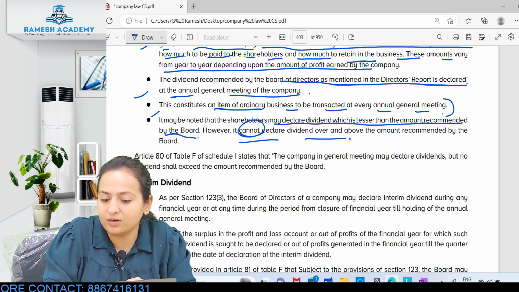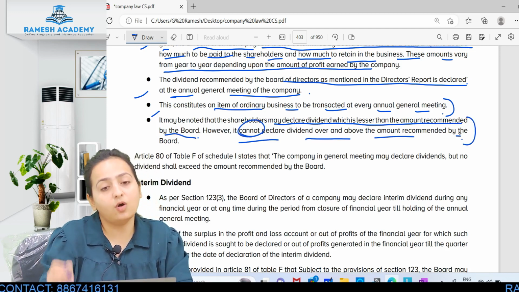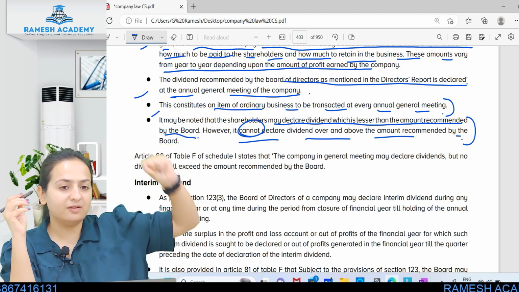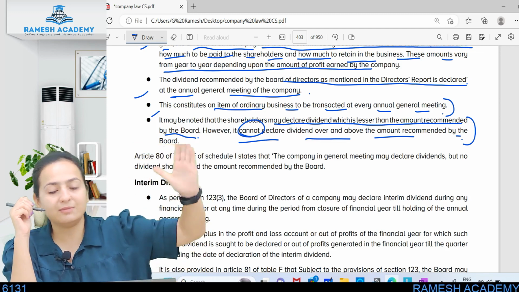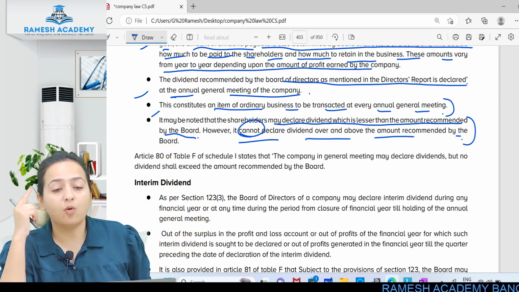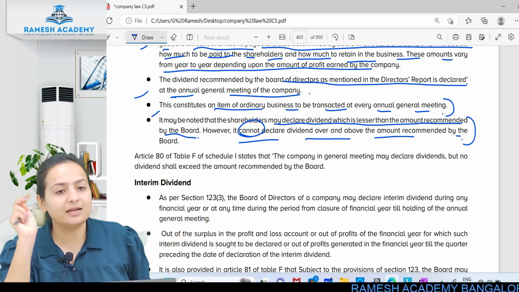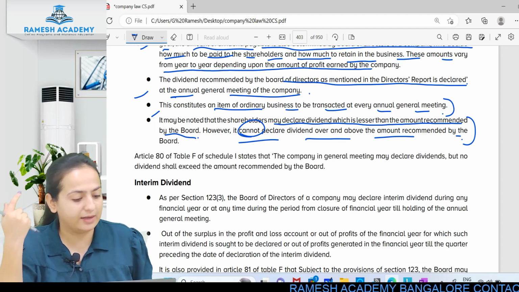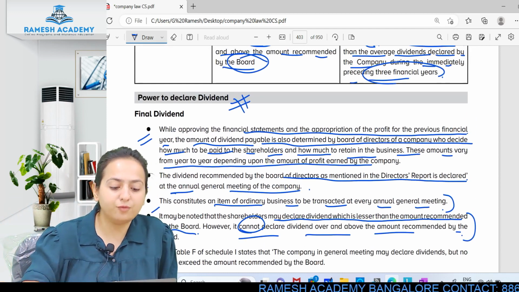However, it cannot declare dividend over. The dividend amount recommended by the shareholders at the final stage can be less than what has been recommended by the board of directors, but it cannot be higher than that. So these are the 4 points.